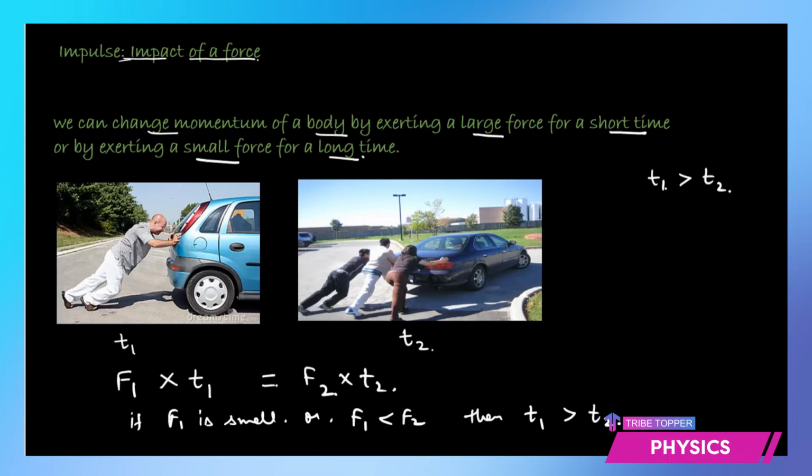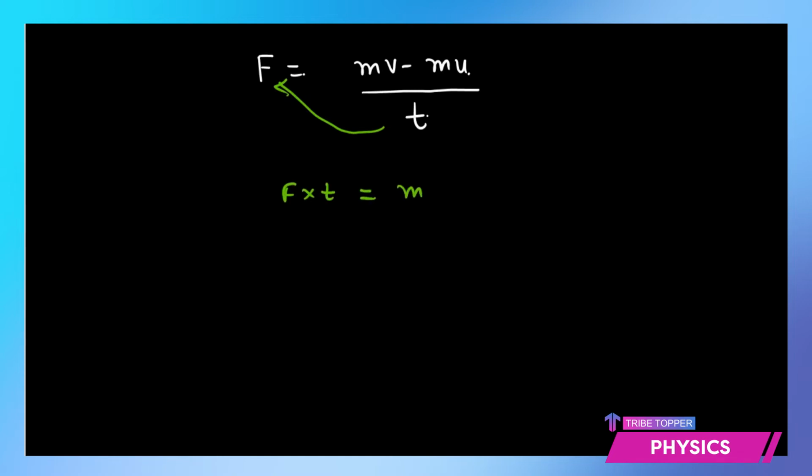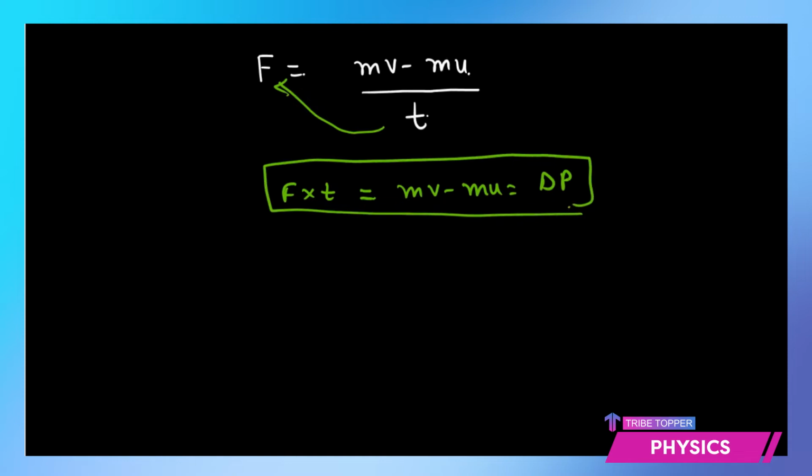This can be expressed in terms of change of momentum also, which we have already done in Newton's second law of motion, where we define that force is equal to the rate of change of momentum. The greater the force, the faster the momentum will change. From here, if I take this t up, what does force into time give me? It is equal to mv minus mu, which is the change in momentum. So this quantity mathematically defines impulse.